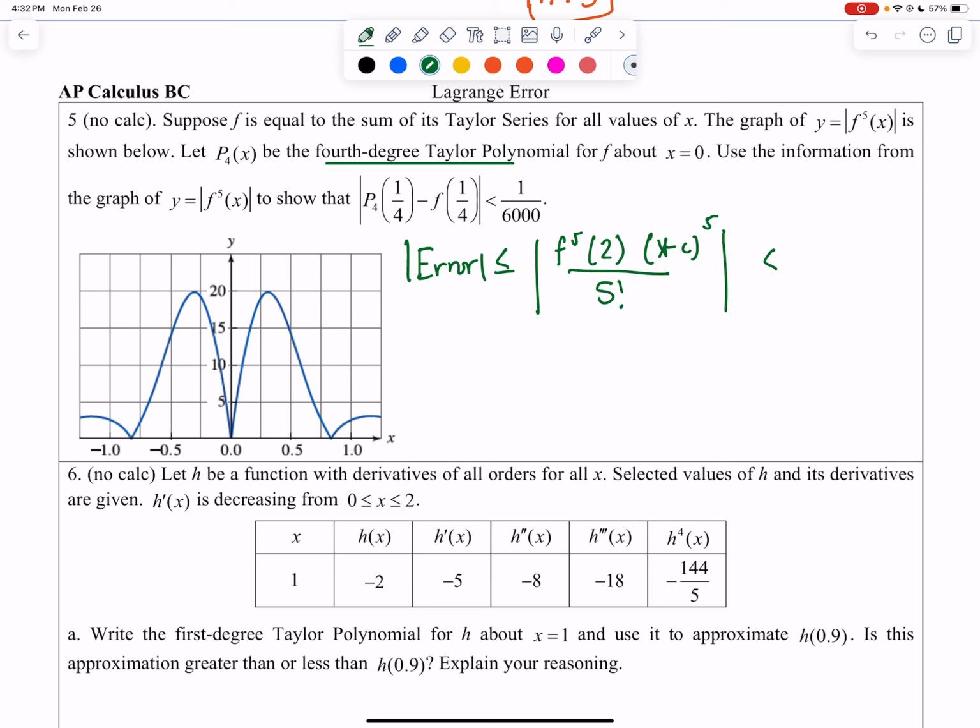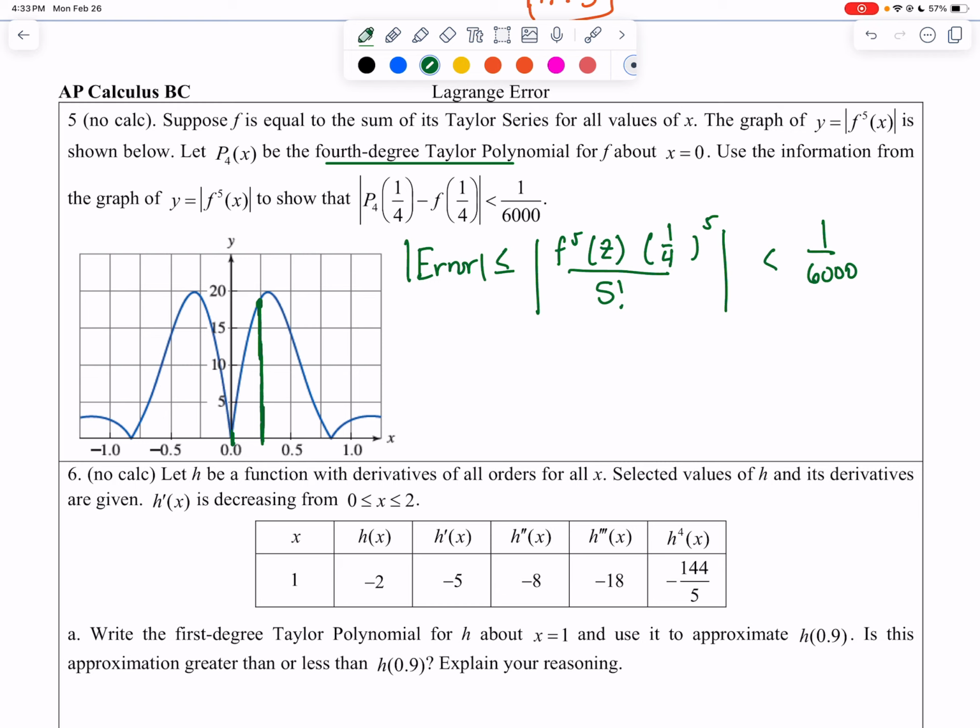And I want to show you that that is going to be less than 1 over 6,000, which is kind of crazy. X is going to be 1/4 just because my center is at 0. So I might as well do this 1/4 right here. And then lucky for us, they gave us the graph of the fifth derivative right here. And we want to approximate it between 0 and 0.25. Well, looks like 0.25 is going to be my maximum, and that looks like it's about 18-ish.